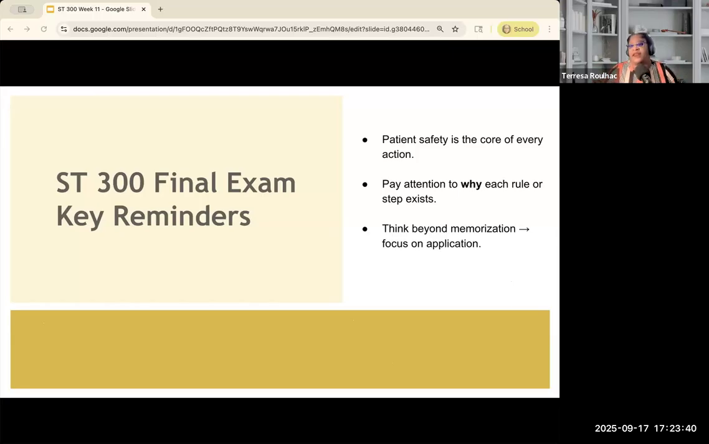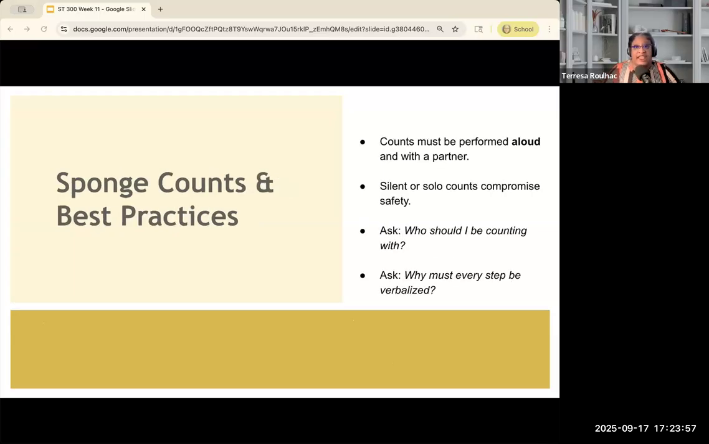For this exam, and then of course in practice, you're not going to just memorize steps. Remember, it's going to be your muscle memory. And think, how would this apply if something unexpected happened in surgery, which unfortunately sometimes things do happen. Okay. So we get into sponge counts and best practices.